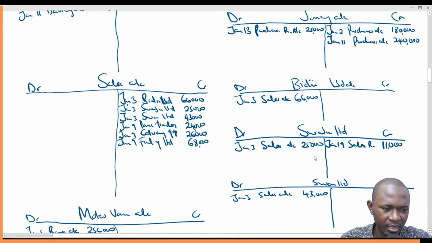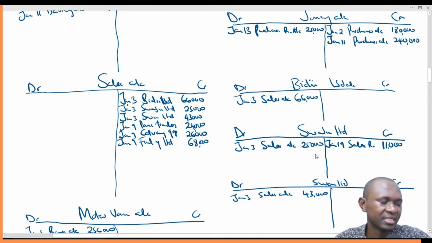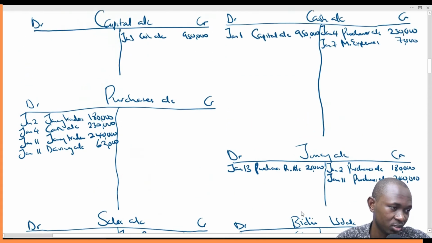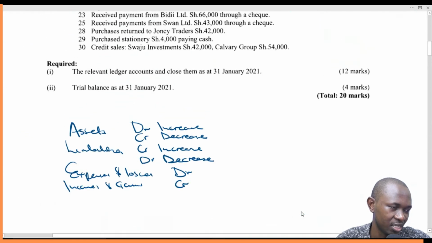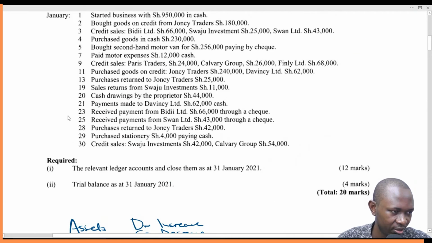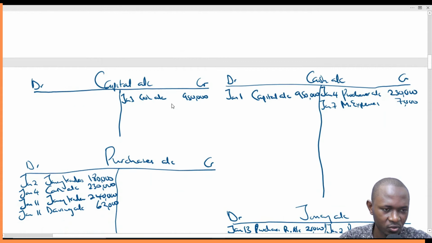He was owing us 25,000, and now he has returned goods worth 11,000. You can just calculate that the amount he owes us now is 14,000. That is 25 minus 11. That's how it goes. Then cash drawings by the proprietor, 44,000.